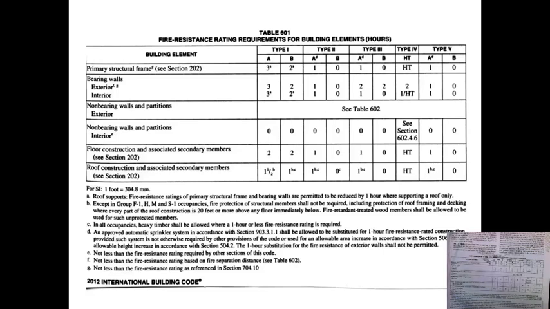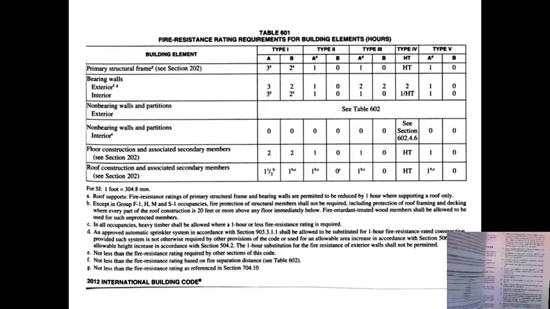Then we have Type 4. Type 4 is heavy timbers. Heavy timbers, of course, are those big logs, and you're building your structural frame out of heavy timbers. And they usually have to be fire-retardant treated wood framing, and they have to comply with the other materials.